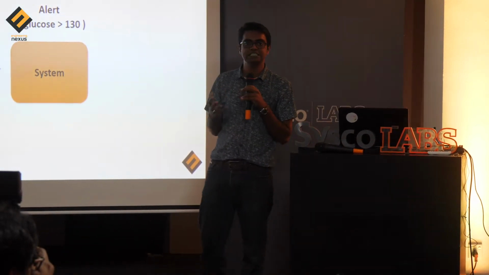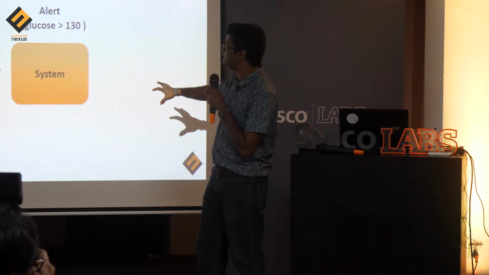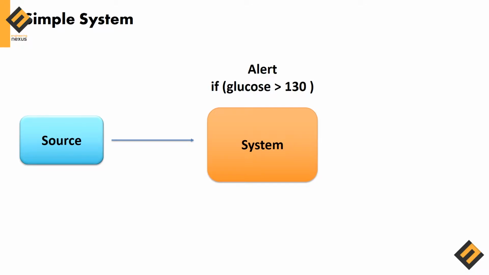If you are building a simple system, say a stateless system, where if the glucose level is greater than 130 I want an alert, that is pretty straightforward, because there is no state in that. As and when the message comes in, all the information that we need is in the message, so we just analyze and process it.